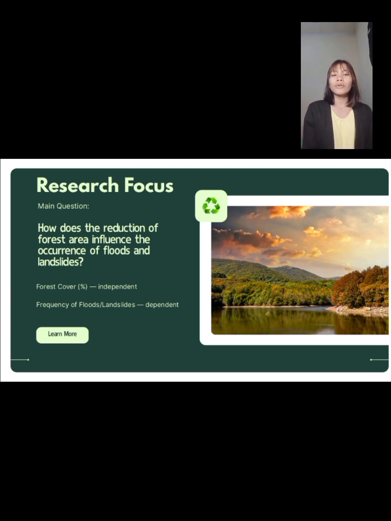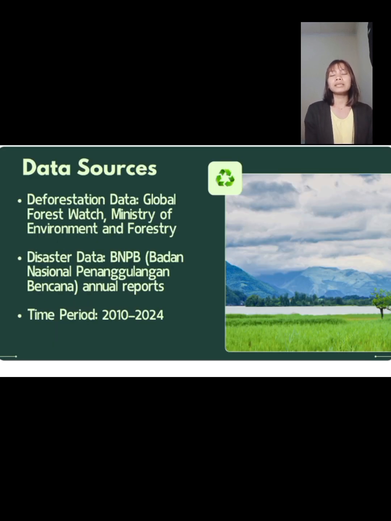To answer the questions, we collected data from several reliable sources. Next, we used data from three main sources. Number one, Global Forest Watch, to get information about the annual rate of deforestation. Number two, BNPB, the National Disaster Management Agency, for data on the frequency of floods and landslides. And the last one, the Ministry of Environment and Forestry, or KLHK, for official government records and environmental reports. We analyzed data from 2010 to 2024, covering more than a decade of change.